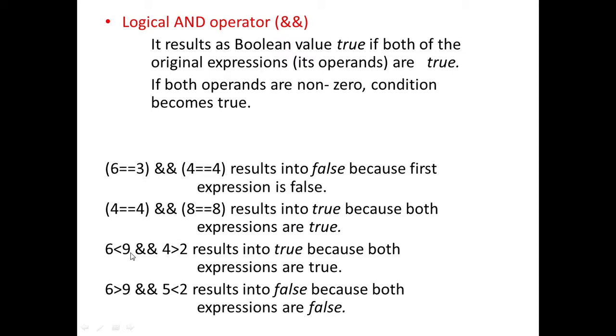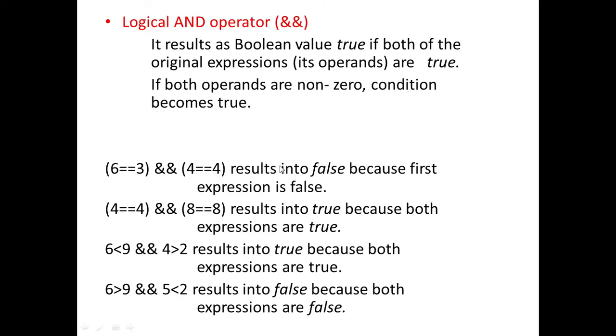6 less than 9, true. 4 greater than 2, true. So it results into true because both expressions are true. 6 greater than 9, false. 5 less than 2, false. So it will result into false because both the expressions are false. So in logical AND, if you want to get a true value, then both the conditions should be true.